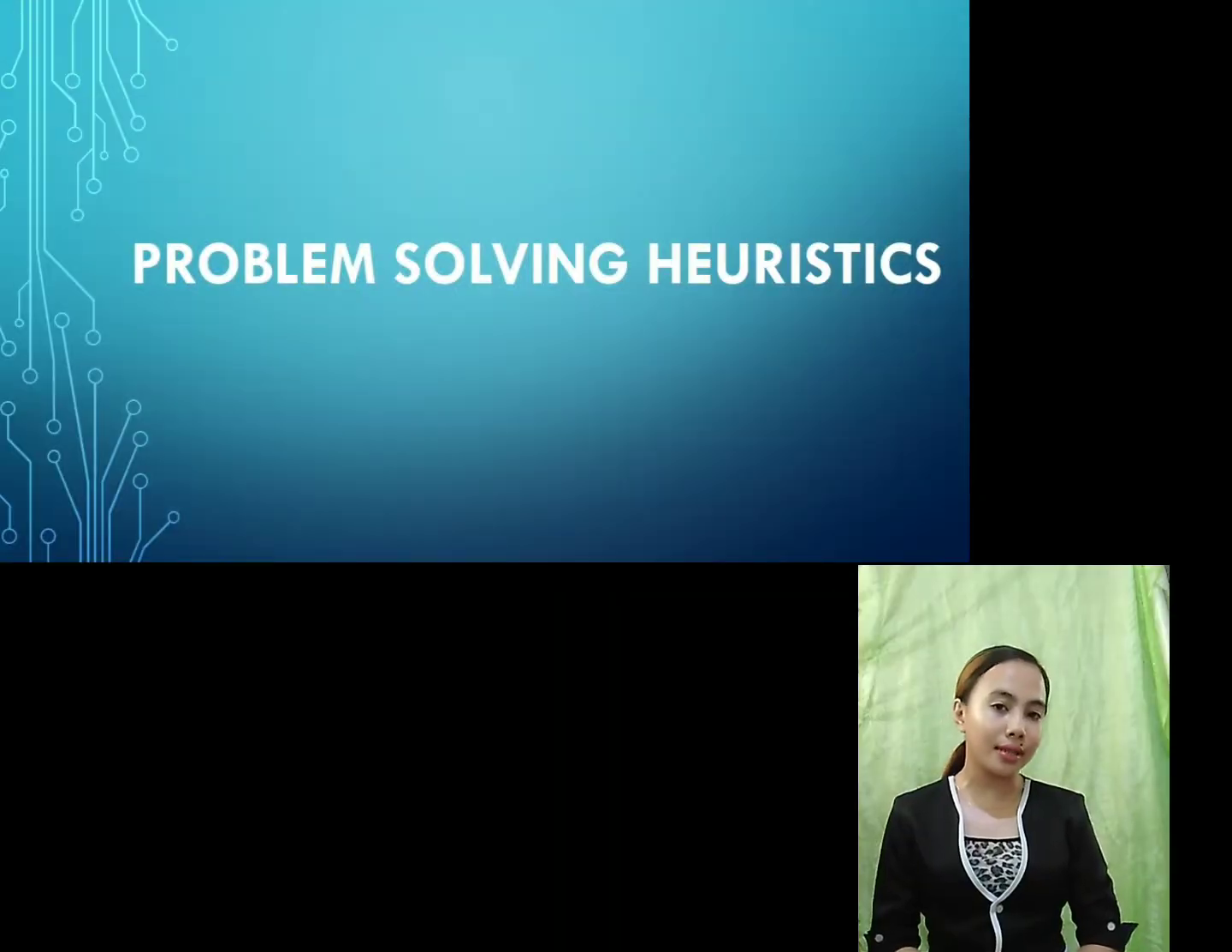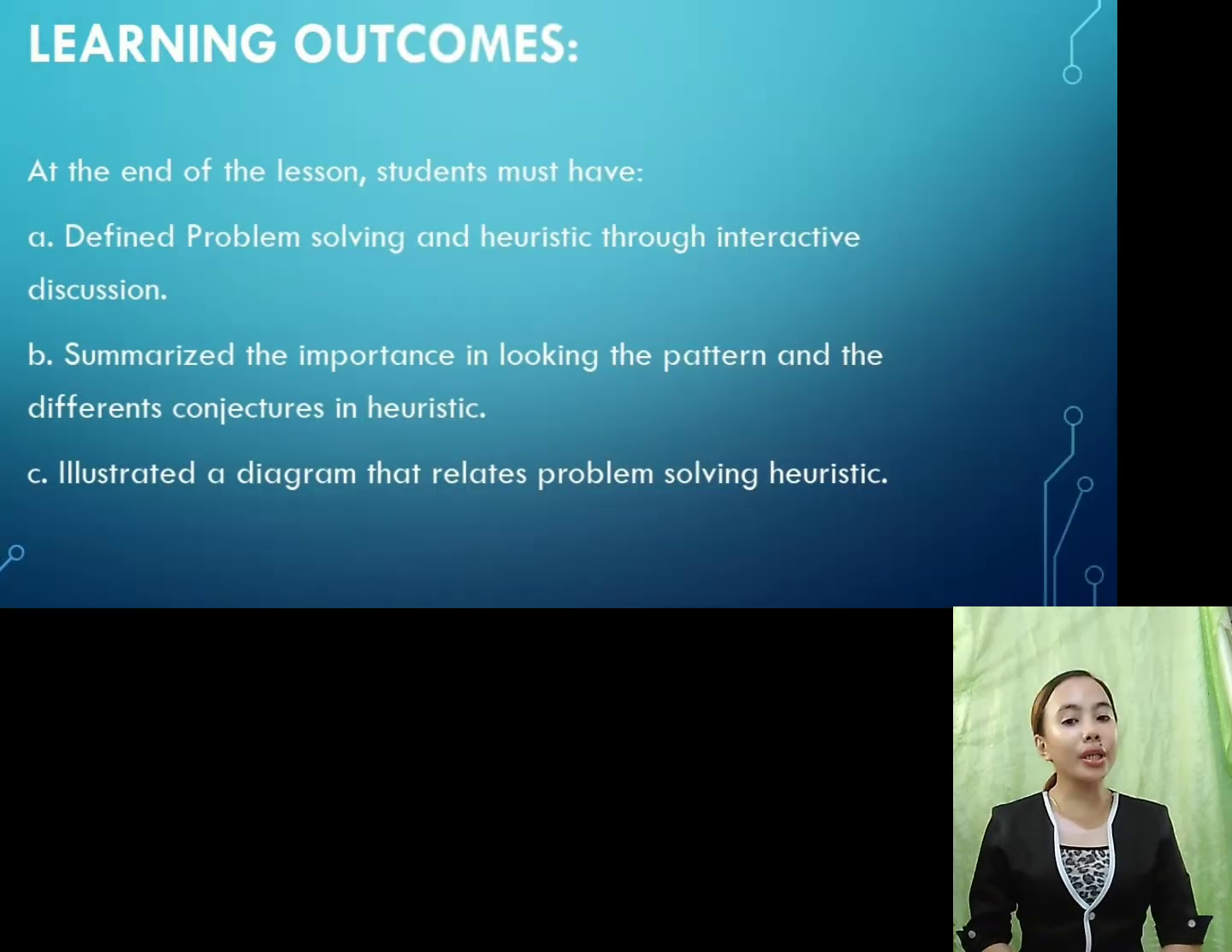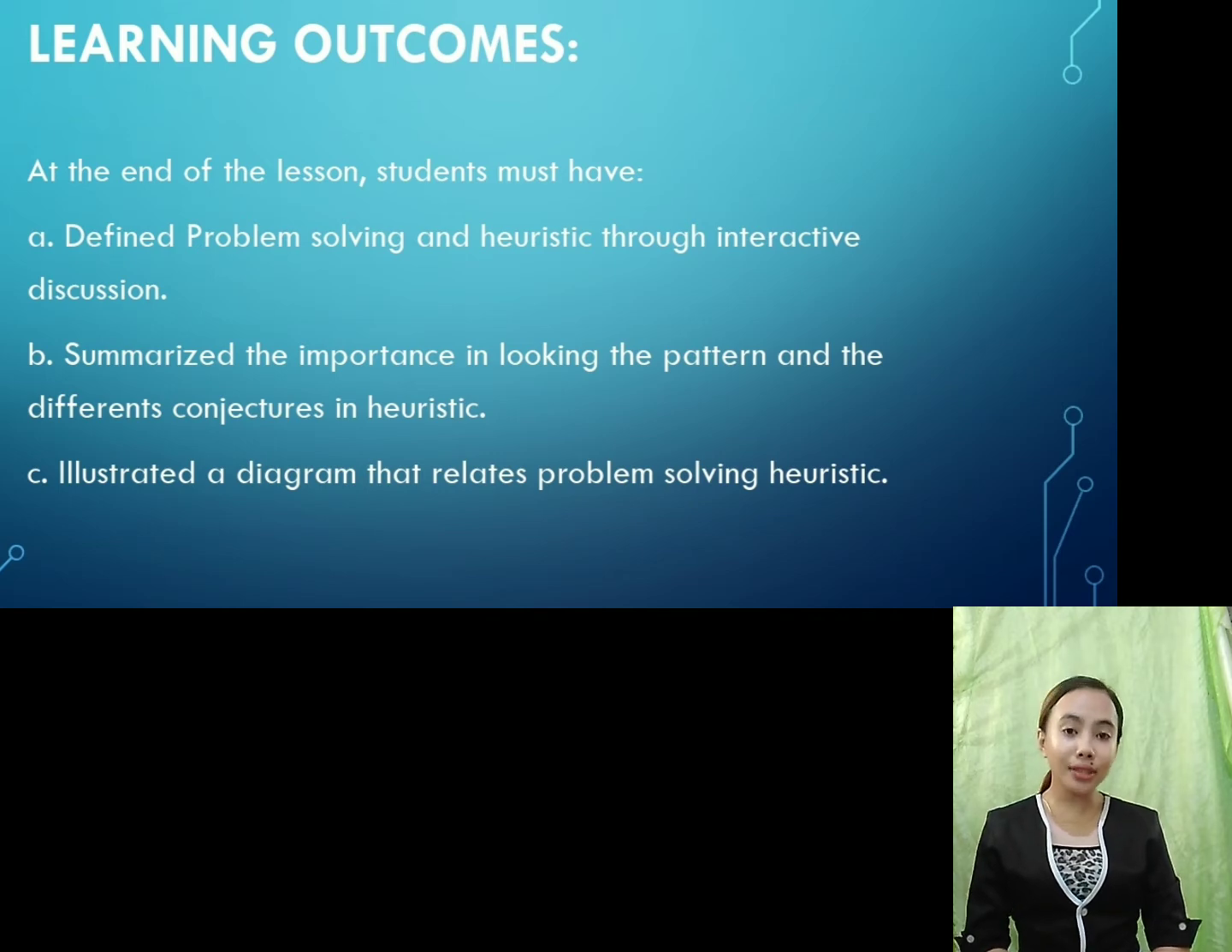So our topic today is all about problem solving heuristics. But before that, let us know first our learning outcomes. At the end of the lesson, the students must be able to, first, define problem solving and heuristic through interactive discussion. Second, summarize the importance of looking for patterns and the difference between conjectures and heuristic. Third, illustrate a diagram that relates problem solving heuristic. So let's proceed to our formal discussion, but before that, I have a question for you, class.